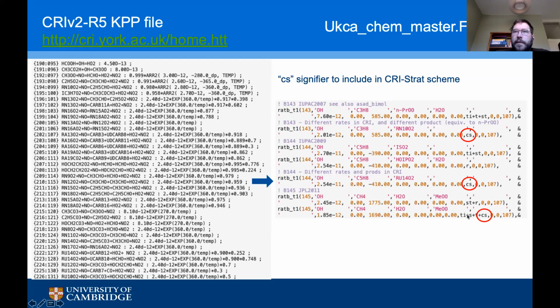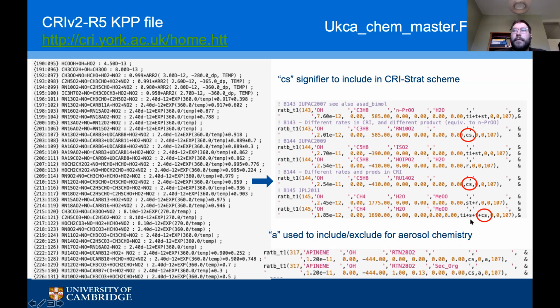When you have these ones like this, like OH plus methane, which is in the TROP-ISOP, the stratosphere, troposphere, and the CRI-Strat mechanism. And then you sometimes have these A signifiers, which means that you use this reaction if you're running with aerosols. So if you're running with aerosols, alpha pinene can also produce some sec-org. But if you're running without aerosols, it just degrades.